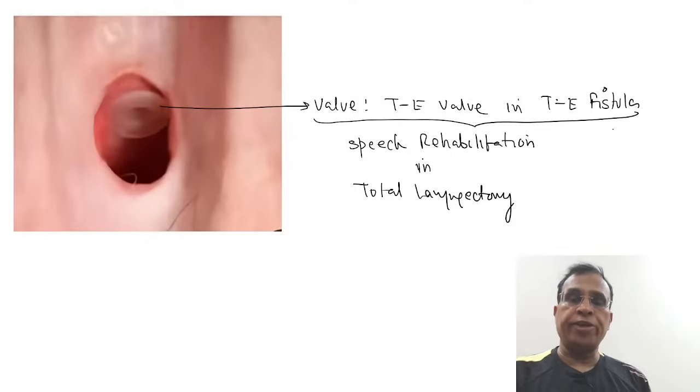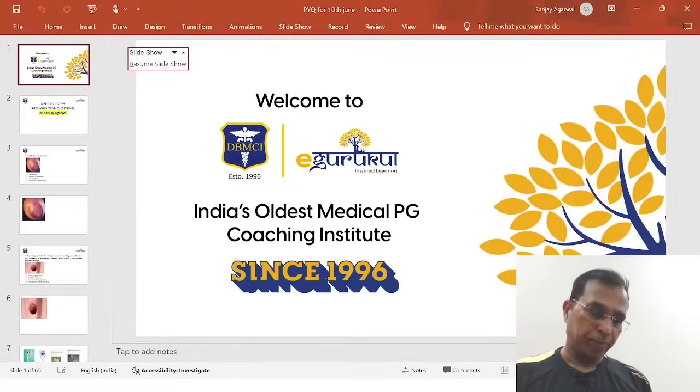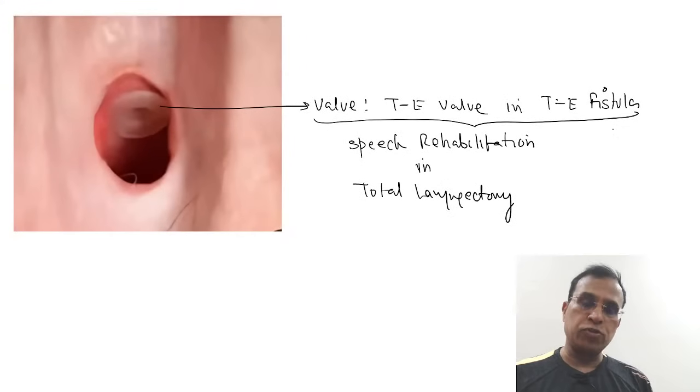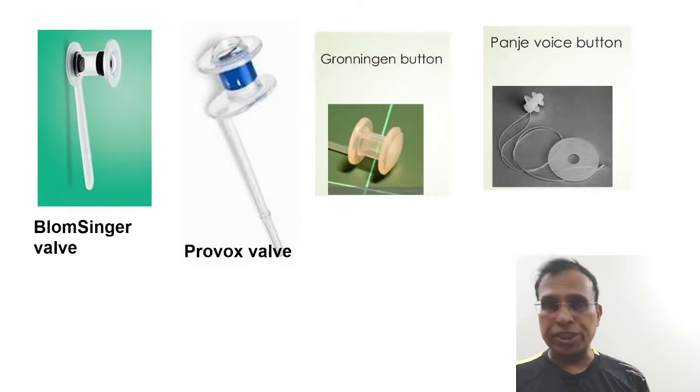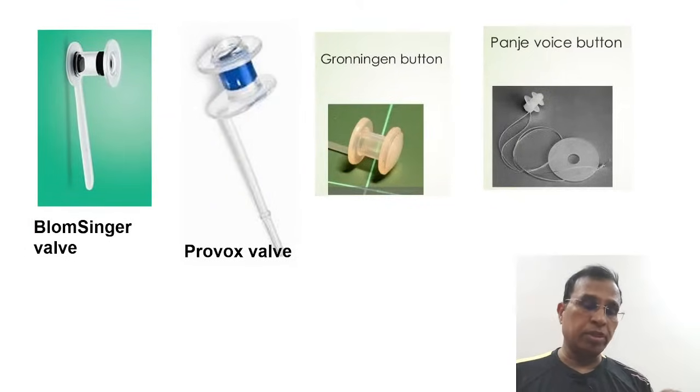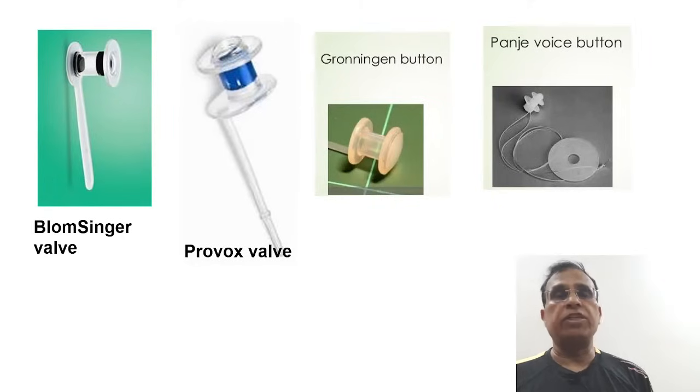We make a tracheoesophageal fistula, and in that tracheoesophageal fistula we put a valve. Right? Now, a very commonly asked question: they show you these images of the valves, and they ask you the name of this valve.